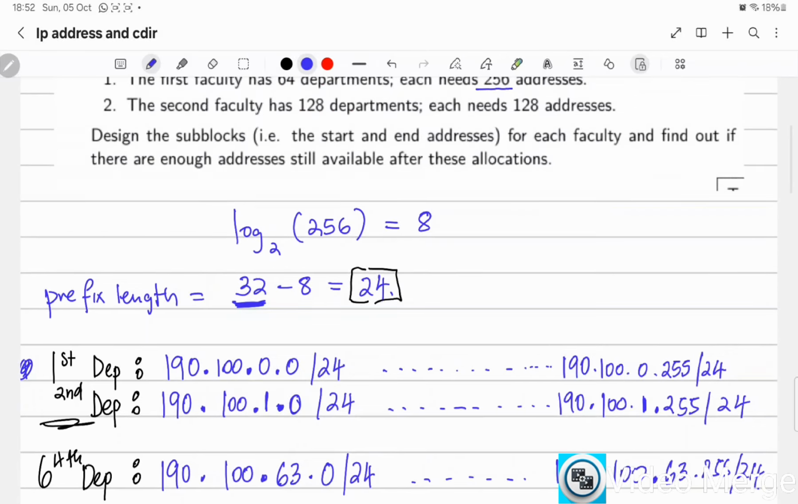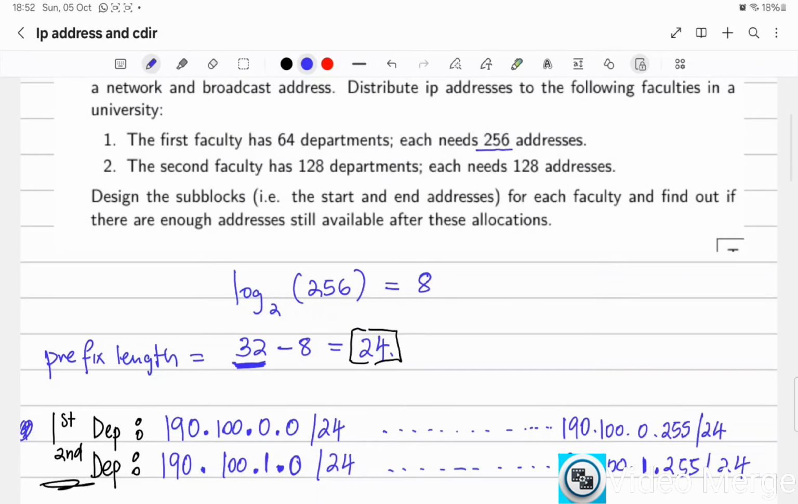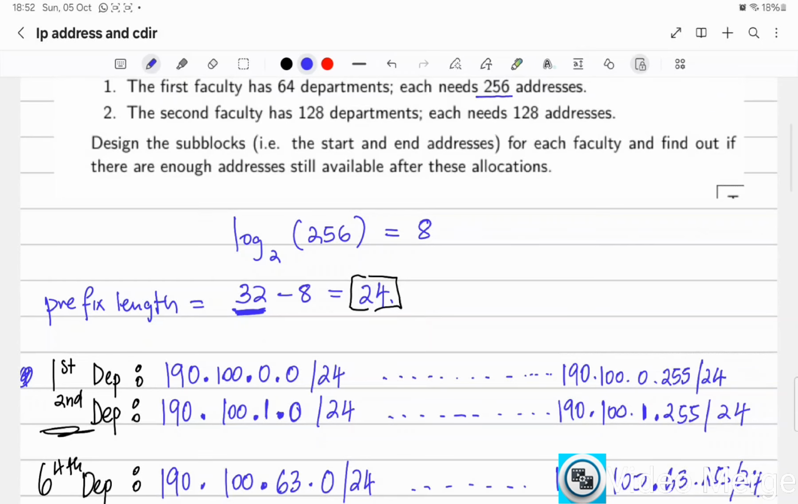Now we are moving to the second, just call it a sub question. Now we're moving to this one, the second one here.